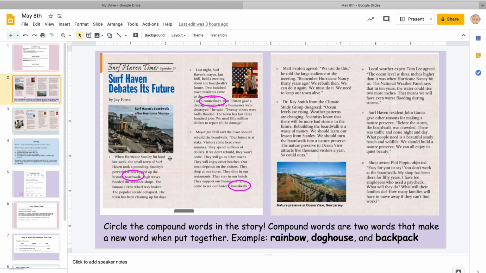I'm not going to go through the whole article. The 3 examples I came across were boardwalk, and as you can see, board is a word on its own, and then walk is a word on its own. But when it's put together, it makes a completely different word, so that makes it a compound word. But each of those words can stand alone and make their own word.